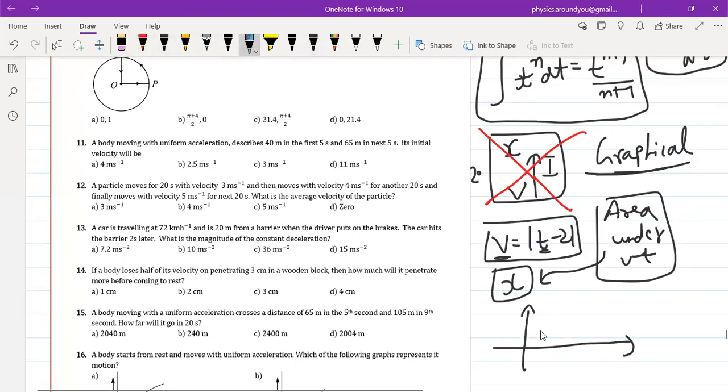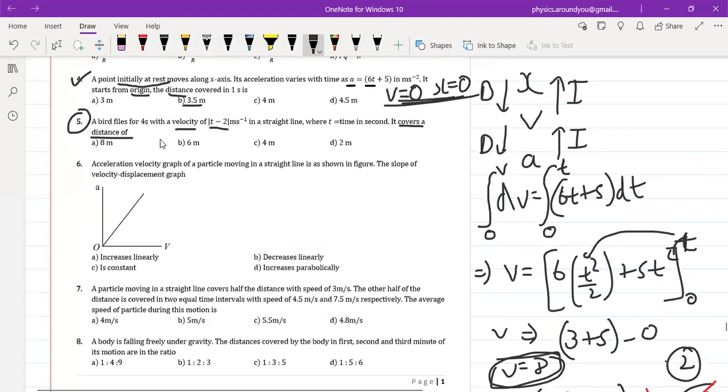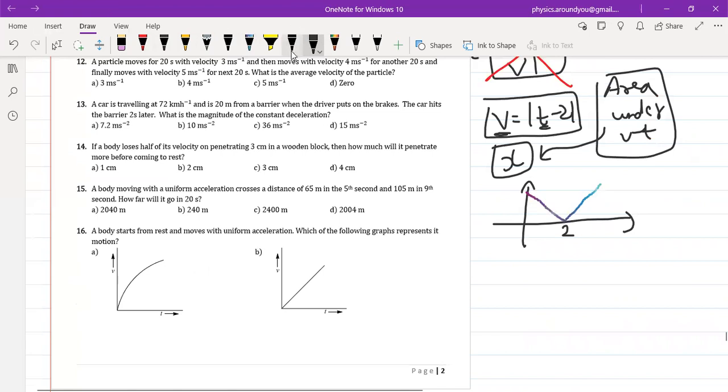I would draw it in a different color. Mod of t minus 2 looks like this, where the vertex of the V, the victory sign, is over here, and it is 2. Now, how to further find out the distance? They're asking the distance covered till 4 seconds. You see, the distance covered till the 4 second, it covers the distance at what time? At 4 seconds. So what we do is we find the area of this graph till t equal to 4 seconds.